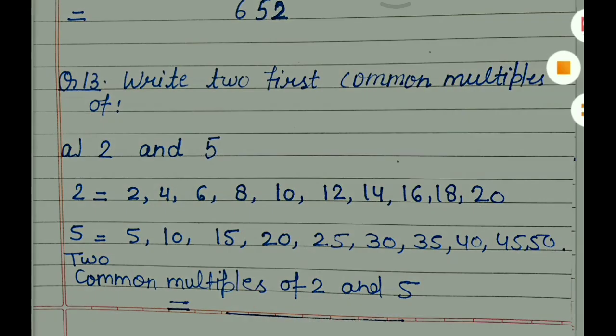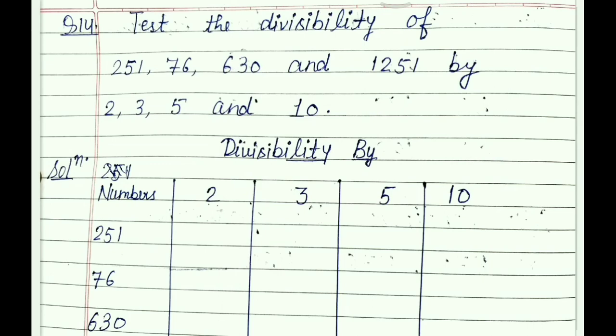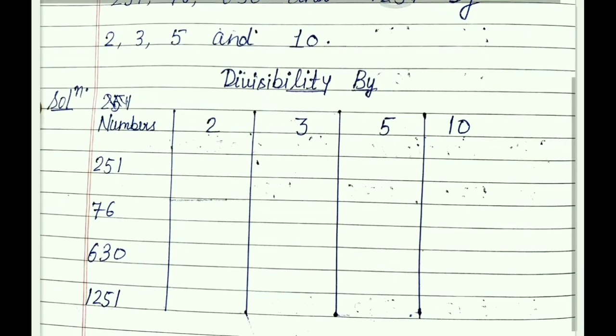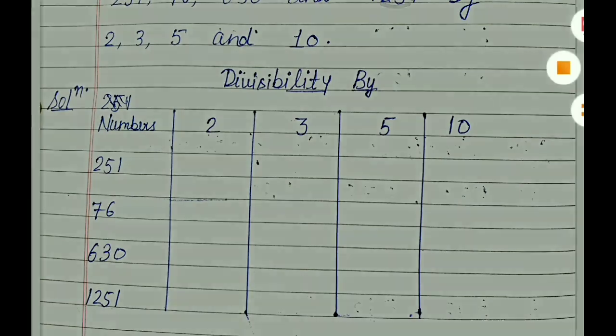The next question is your question 14. Test the divisibility of 251, 76, 630 and 1251 by 2, 3, 5 and 10. Okay, we will check divisibility by these numbers. As I have written here, on one side I have written the numbers, and on the other side the divisors, to show by which number these are divisible or not. So let's see here.